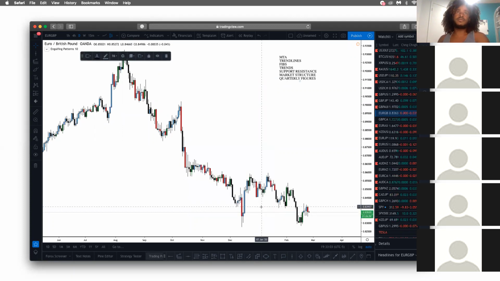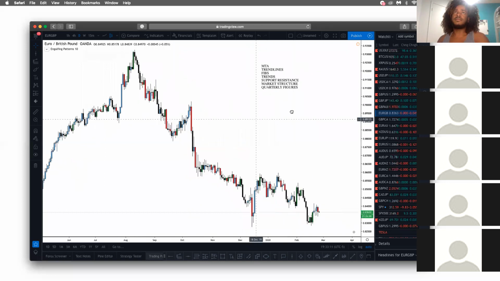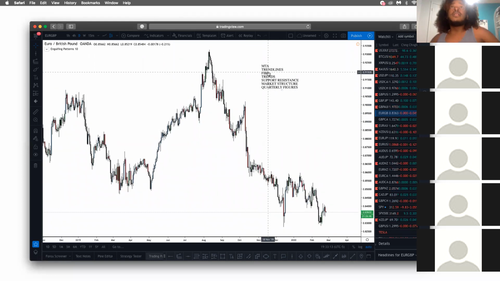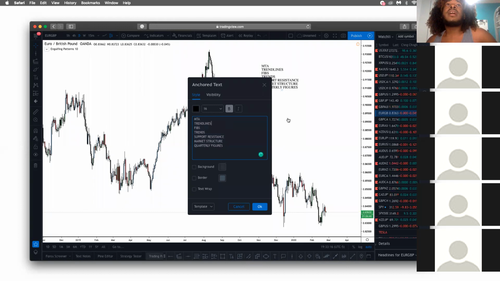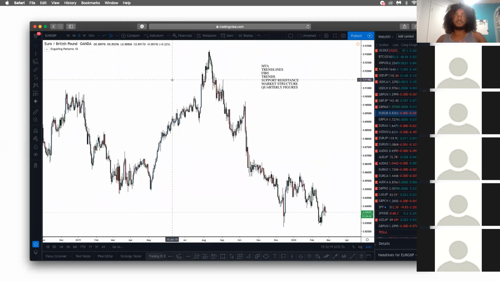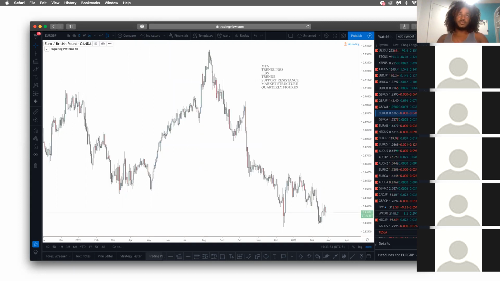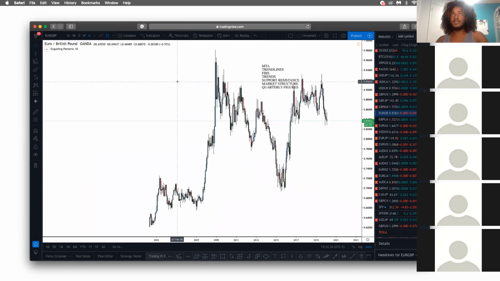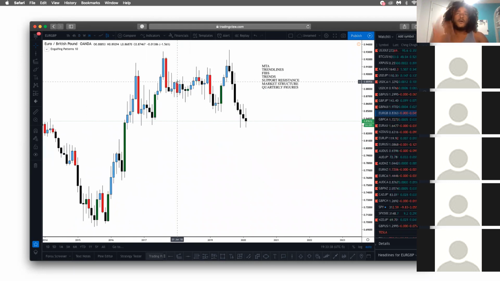So yeah, let me put this right here. So yeah, let's put them in order. Actually, we're just gonna leave them like that. So when we approach the market, first thing we want to do is multiple time frame analysis. You want to know what's going on at every time frame, right? So what we do, we go to the monthly time frame just to assess what's going on on the higher time frame, right?